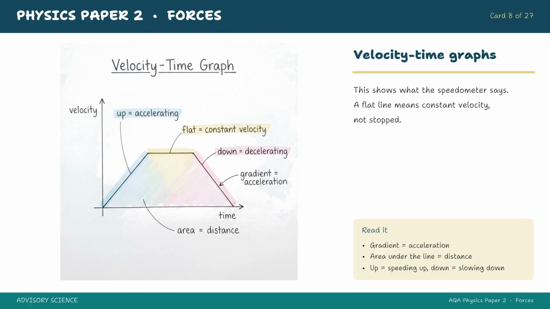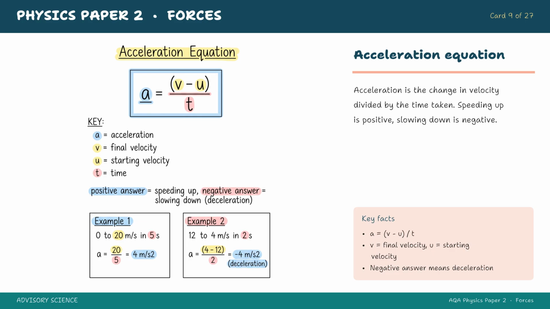In the exam, if they ask you to find the total distance on a velocity time graph, don't look at the lines. Look at the empty space under the lines. Split that space into simple math shapes like triangles and rectangles and work out the area of each and add them together. That gives you the total distance every single time. It's an equation you need for acceleration.